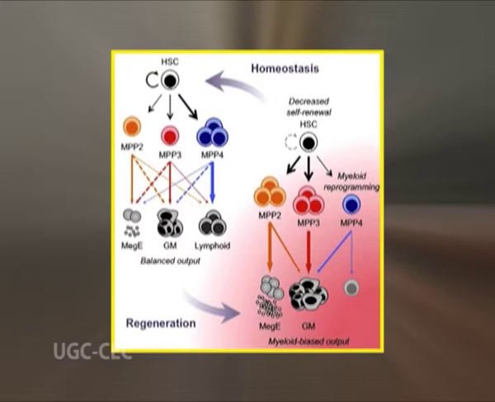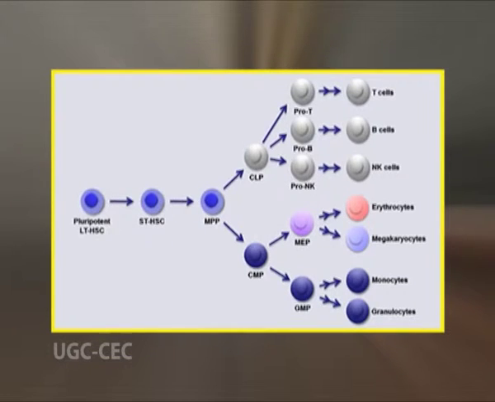Hematopoietic stem cells first differentiate into multipotent progenitor cells, then common lymphoid progenitor cells. From here, their development into B cells occurs through several stages.